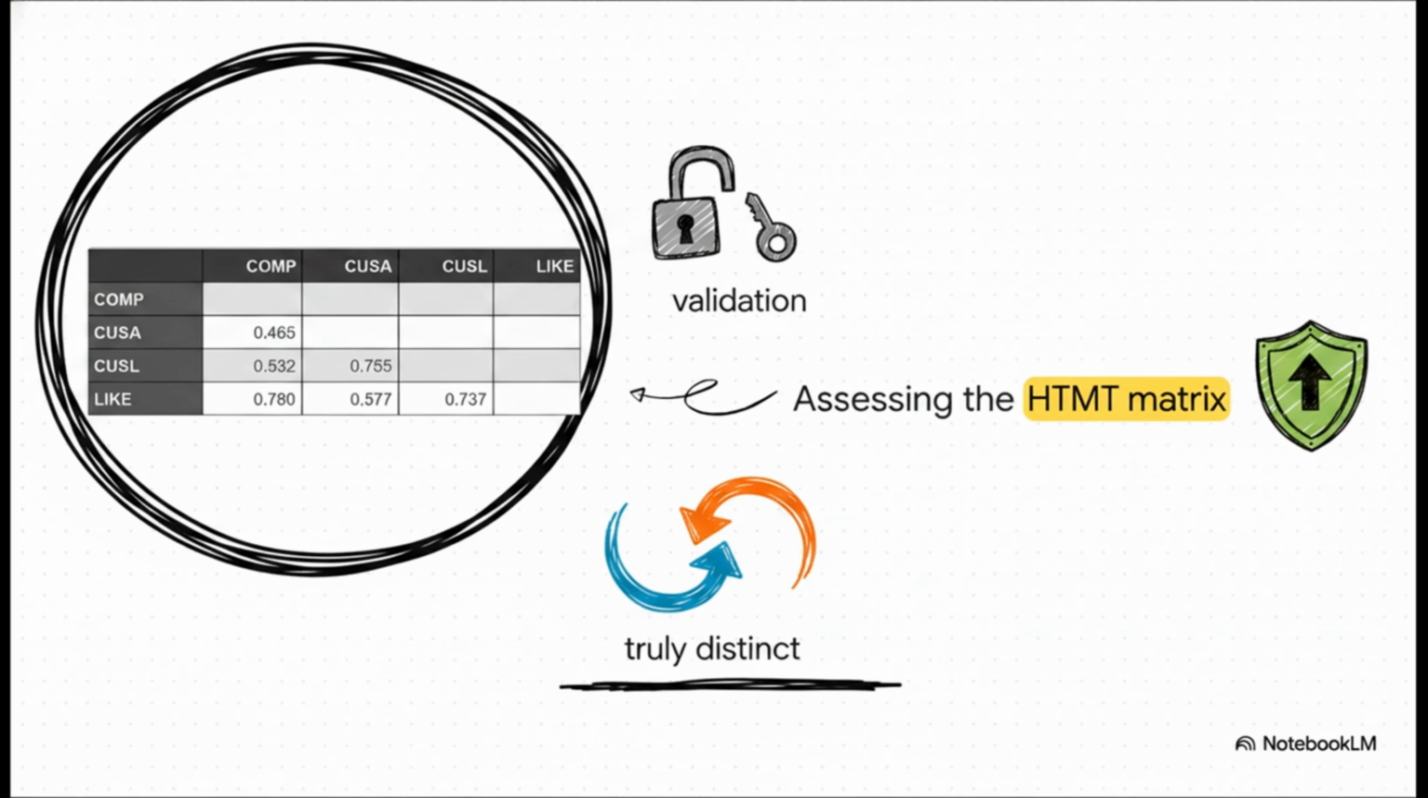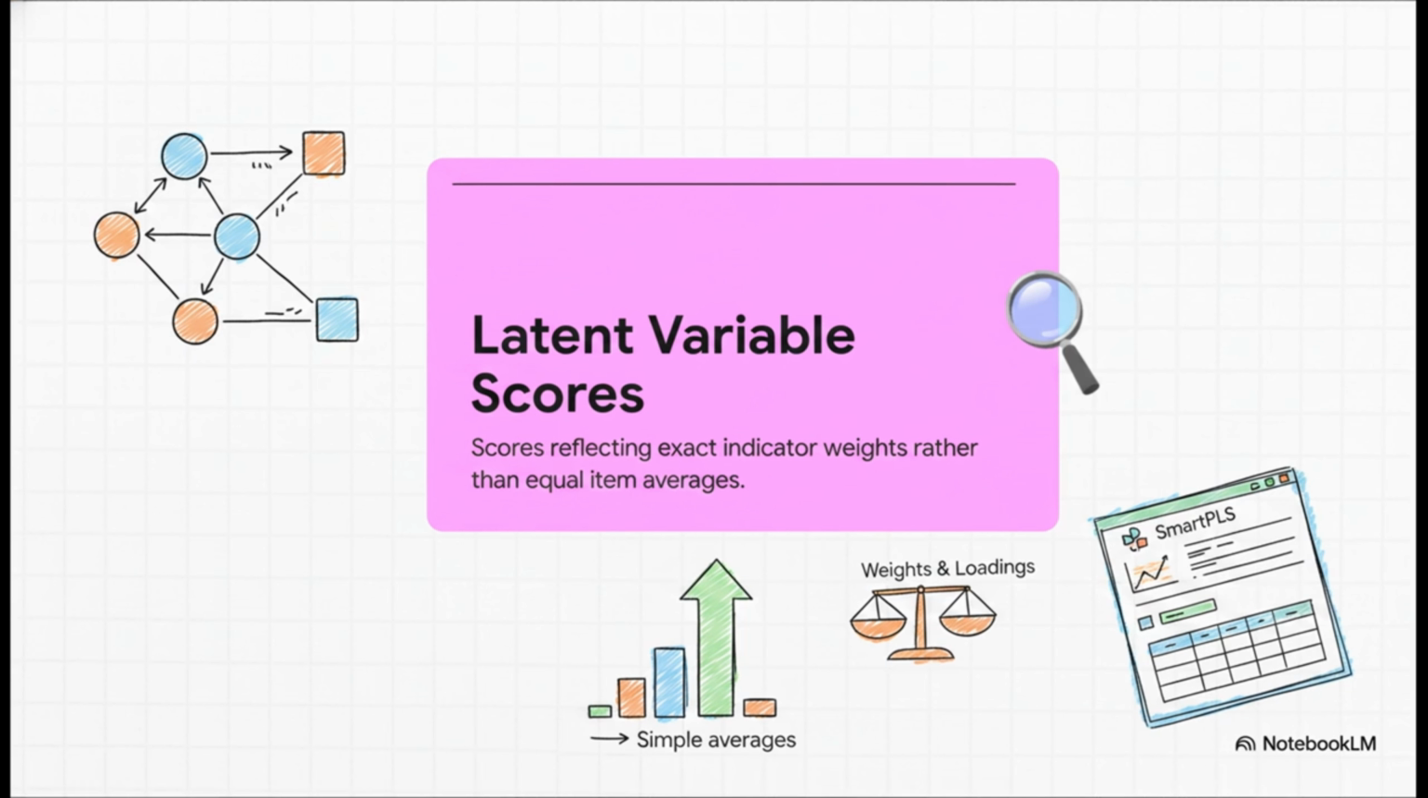Even for constructs that are conceptually super similar, staying under this bar proves they are empirically unique. Once we've cleared this hurdle, bam, your measurement model is officially validated. Now, here is the absolutely crucial point. What do we do next? We don't just take simple averages of your survey items. Actually, scratch that. Doing that would be a huge mistake.